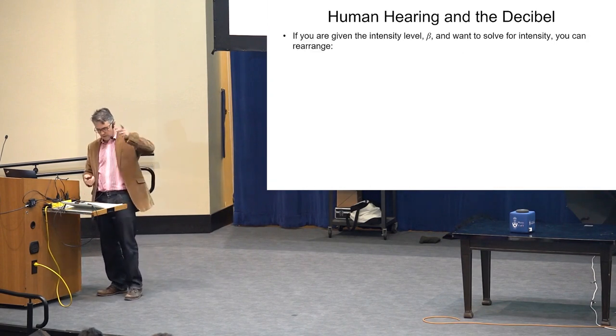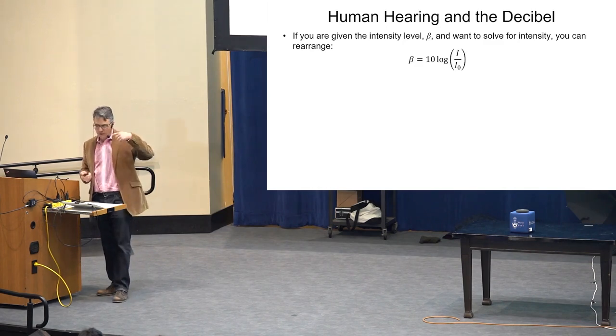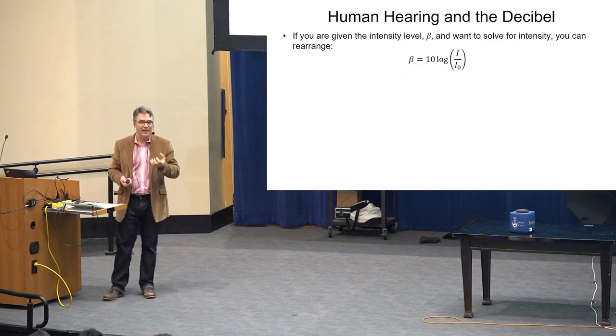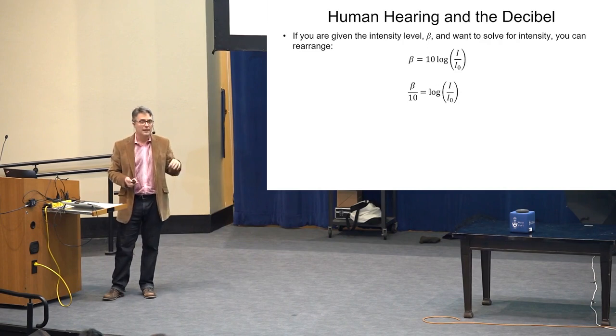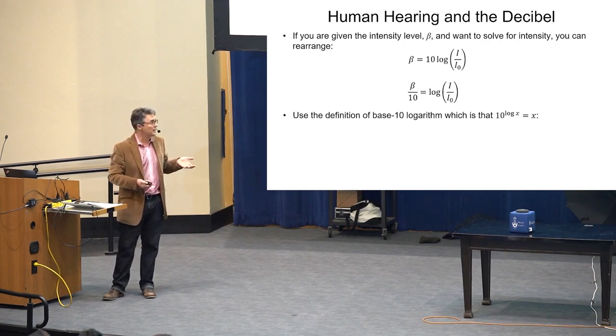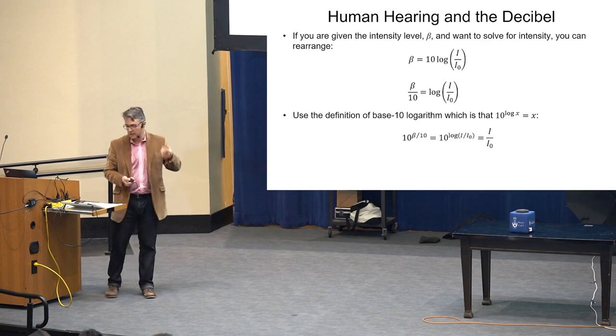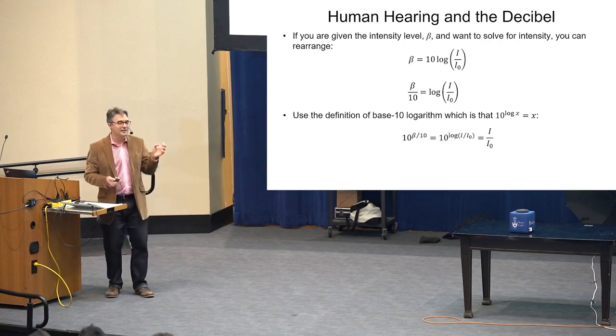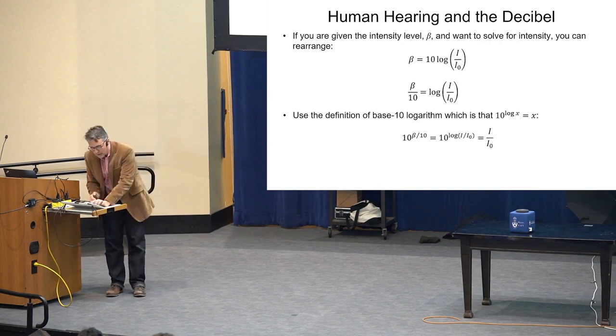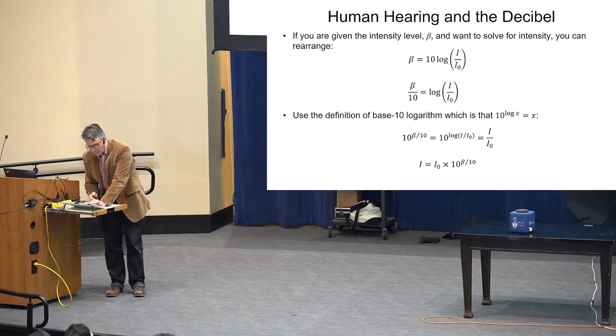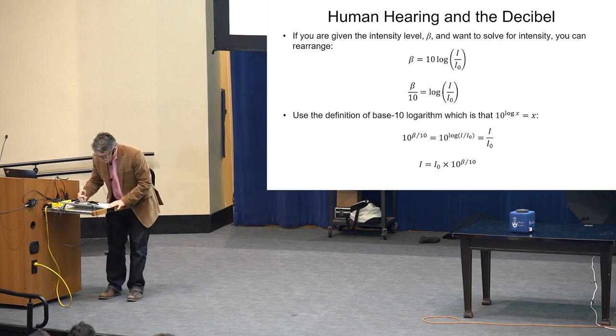And you can also invert this. If somebody gives you the intensity level beta and they want you to compute the intensity I, you can divide both sides by 10, and then use the fact that the definition of logarithm base 10 is that 10 to the log x equals x. So you take 10 to the power of both sides, and you get 10 to the power of beta over 10 equals 10 to the power of the log, which is just I over I0. So then you solve it out for I. I is equal to I0 times 10 to the beta over 10.